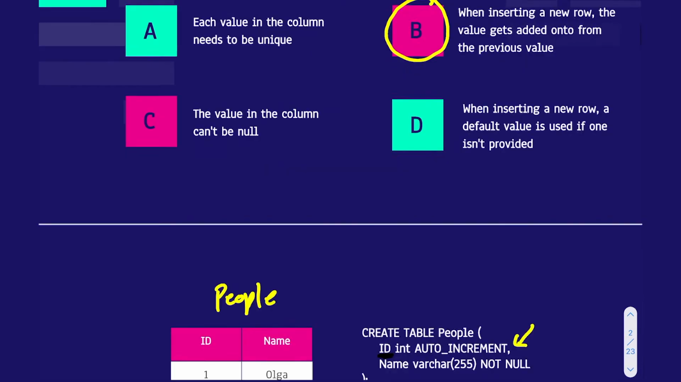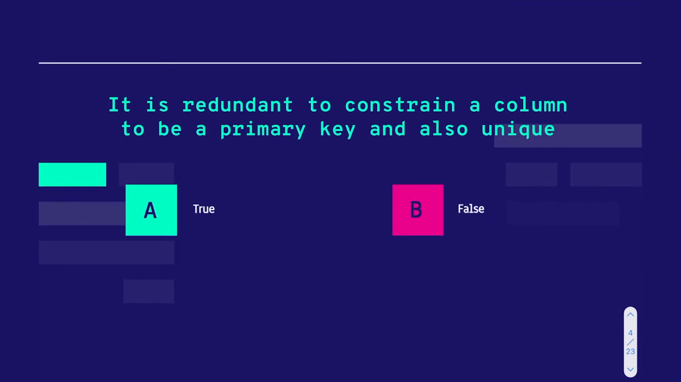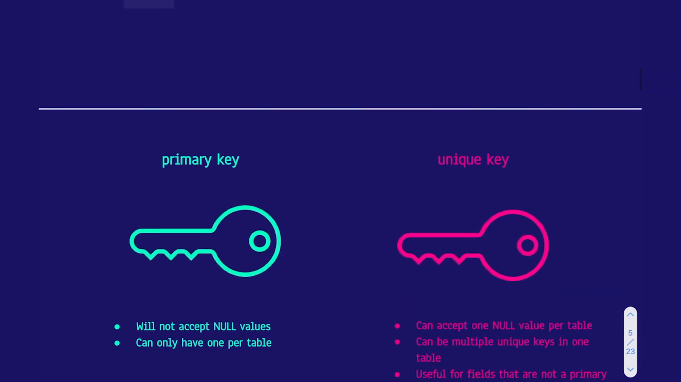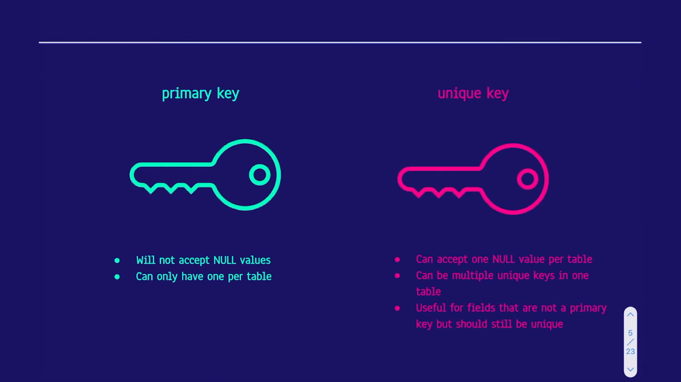Cool. Next question. It's redundant to constrain a column to be a primary key and also unique. The correct answer here is true. Yeah, so this is correct. So when we have a primary key, what we say here is that key cannot be null. Right, there has to be a value when you insert a new row into your table. It cannot be null.